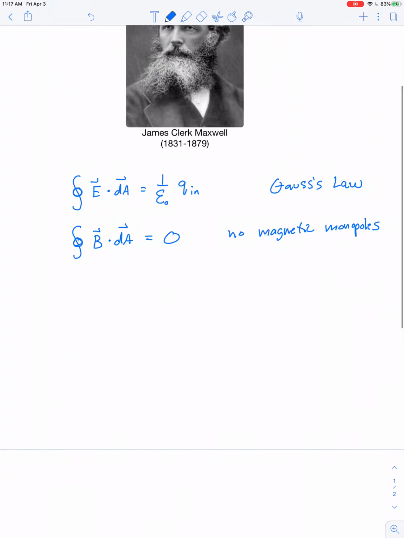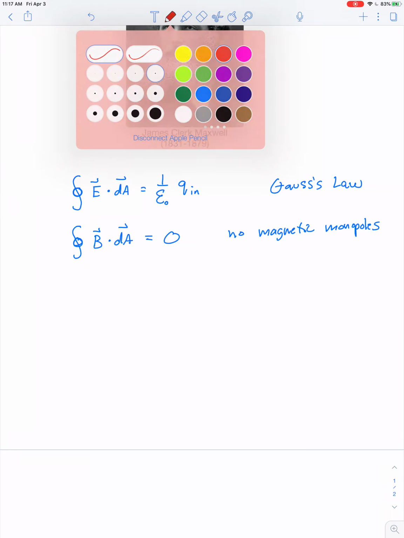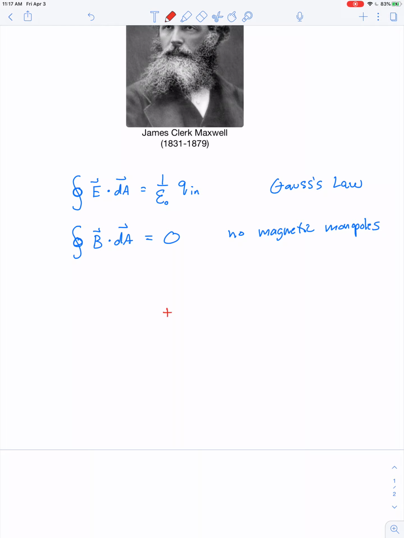Now, for comparison's sake, let's talk about electric monopoles. Well, I believe a proton is an electric monopole, right? It's just one type of charge. It's not a dipole. It's not a positive and a negative. It's just a single positive charge, and protons definitely exist.